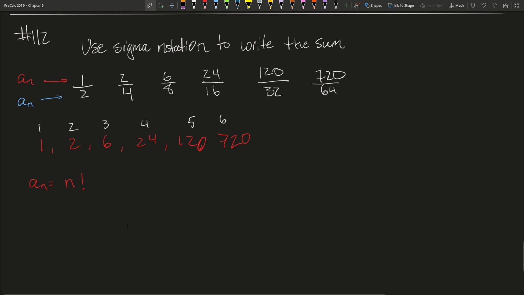Okay, then we need to find a rule for the bottom, for the denominator. So we have to go from 2 to 4 to 8 to 16 to 32 and 64.